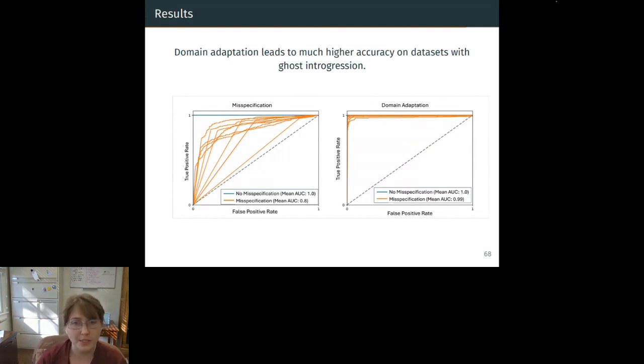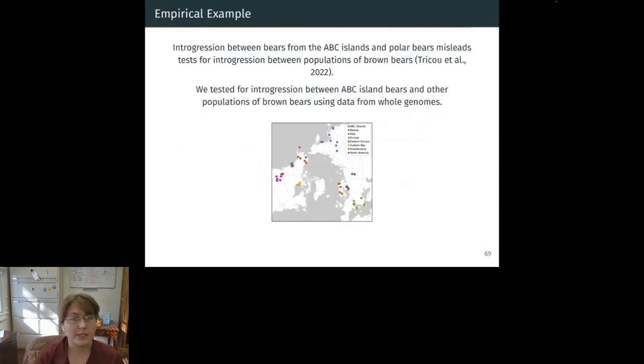Of course, all these results were on simulated data, which is always cleaner, and we know exactly what our model violation was. So we also wanted to try and apply this to empirical data. For this, we focused on data from brown bears. A lot of previous work has shown that introgression between the brown bears from the ABC Islands, shown here in green, and polar bears will mislead tests for introgression between populations of brown bears. And so we took whole genomes from lots of different brown bear populations, and we used our neural networks to test for introgression between our ABC Island bears and these other brown bear populations.